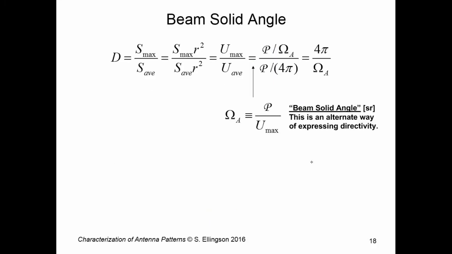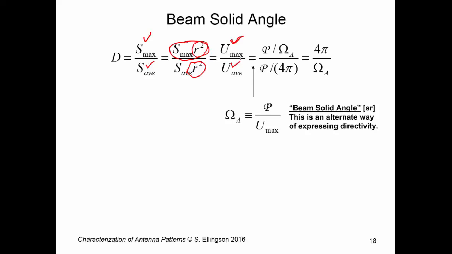This brings us to the idea of beam solid angle. Recall that directivity is maximum power density divided by the average power density. That is the power density averaged over a sphere enclosing the antenna. So we can multiply the top and the bottom of this expression by r squared, as I've done here. I've just multiplied by r squared over r squared. And power density times r squared is radiation intensity. So I find that directivity can be calculated as the maximum radiation intensity divided by the average radiation intensity.